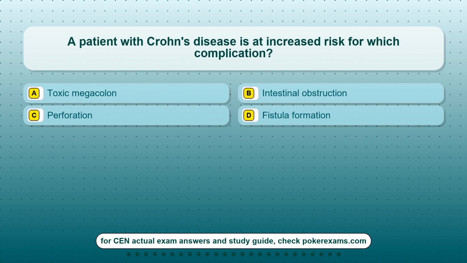Question 23. A patient with Crohn's disease is at increased risk for which complication? Option A, toxic megacolon. Option B, intestinal obstruction. Option C, perforation. Option D, fistula formation.